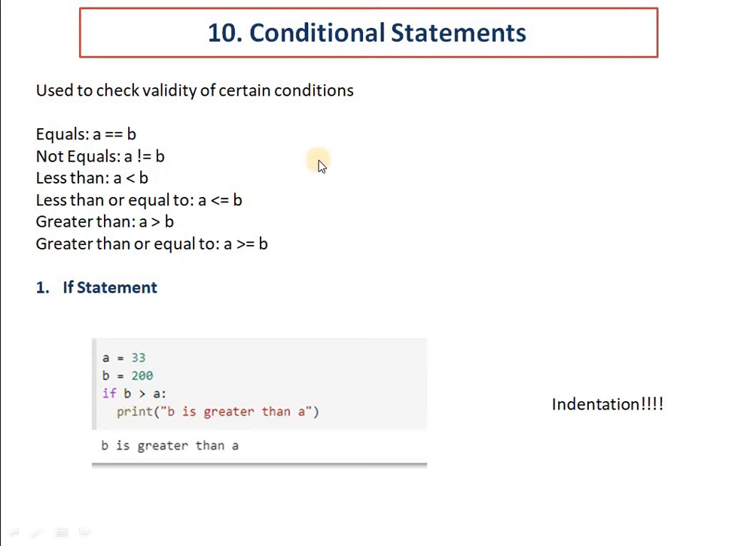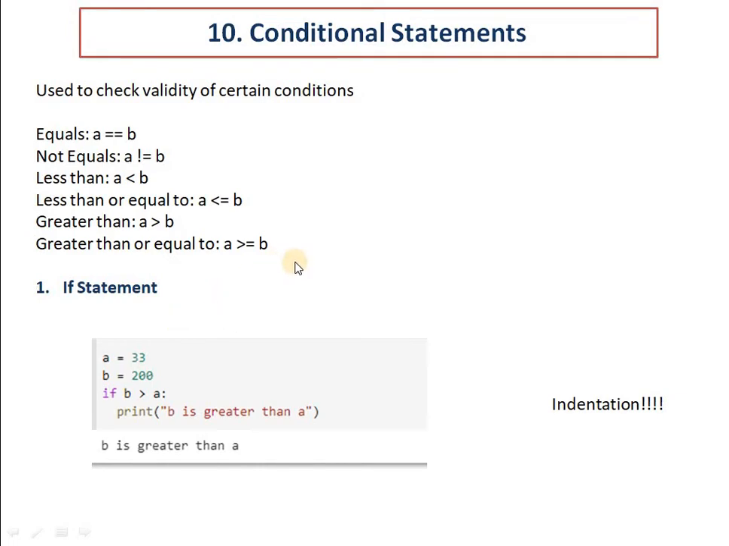Okay, let us see some operators that we can use. One, A double equal to B, which checks whether the value of A is equal to B. A not equal to B, which checks whether the value of A is not equal to B. A less than B, it checks whether the value of A is less than B or not. A less than or equal to B, it checks whether the value of A is less than or equal to B. A greater than B, it checks whether the value of A is greater than B or not. Similarly, A greater than or equal to B.